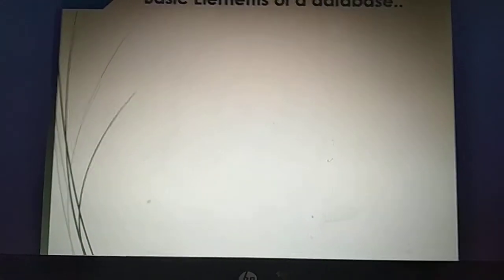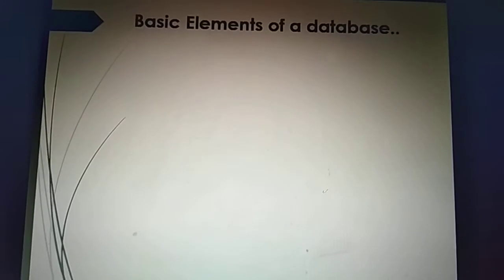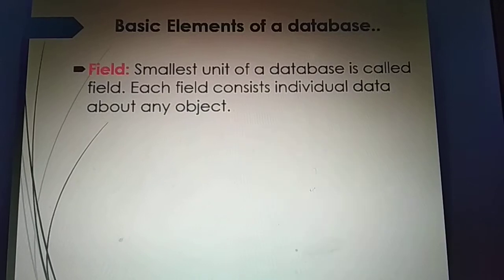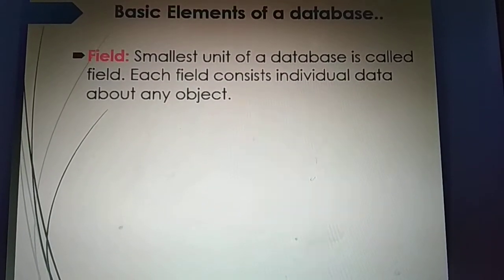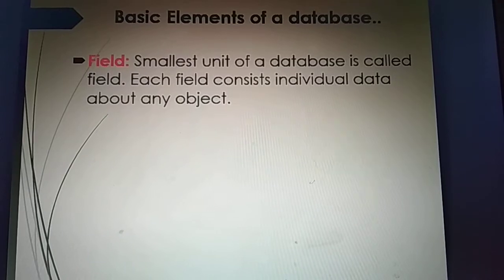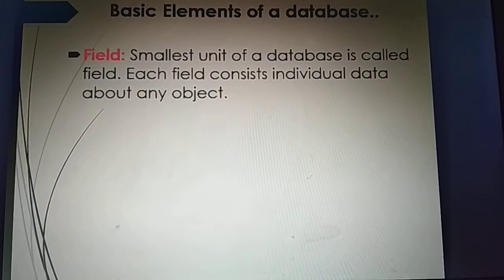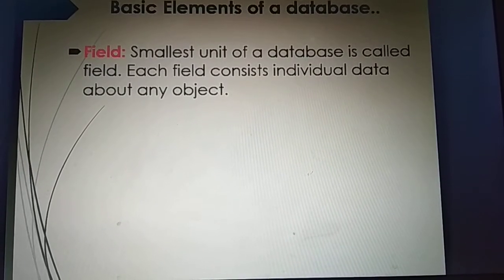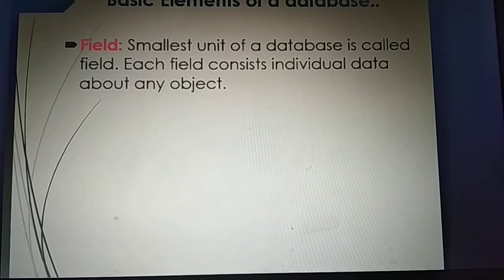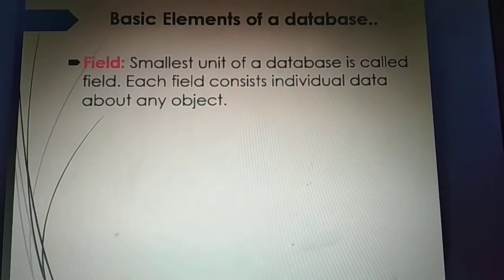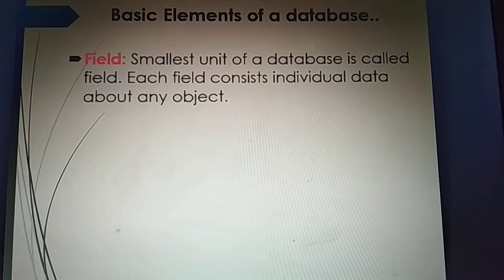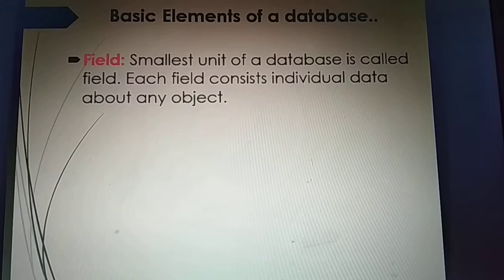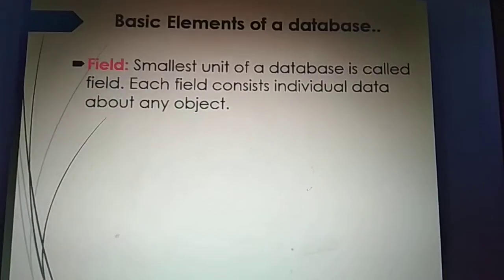Then what are the basic elements of a database? To design a database, the first thing we should consider is that we must have a field. That means the smallest unit of a database is called field. Each field consists of individual data about any object. That means if you would like to design a database, at first you have to think about the field, means for which you have to collect the information from the source.